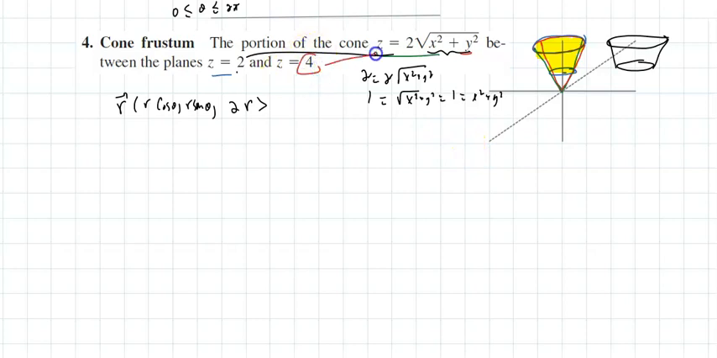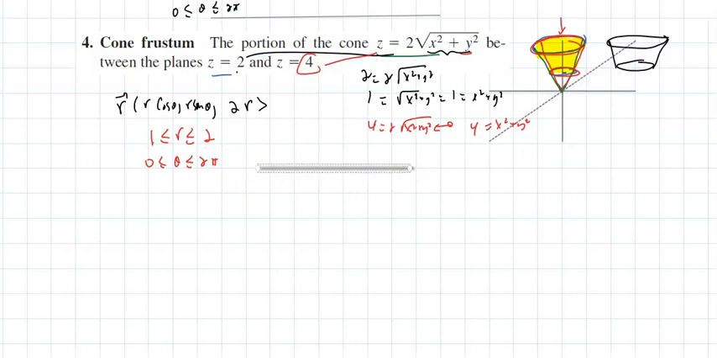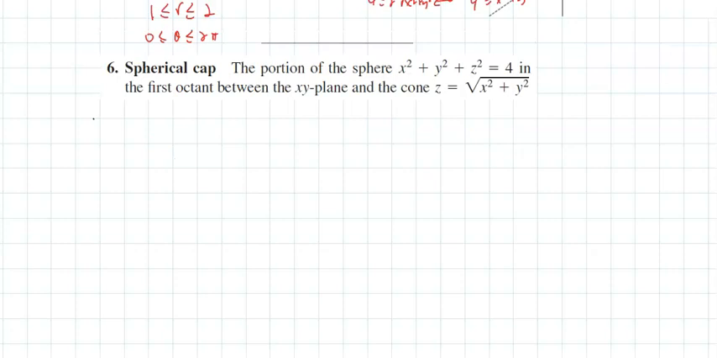And if I put a 4 in there, I will do the same. I'll get 4 equal twice the square root of x squared plus y squared. And if I solve this, I'm going to get x squared plus y squared equal 4. Divide by 2 and square both sides. So I need r to run between 1 and 2. That will do it. Looking from the top, that's what I'm going to see: 2 circles, one with a radius of 1 and one with a radius of 2. And I need theta to run between 0 and 2 pi. And that takes care of the whole solid.